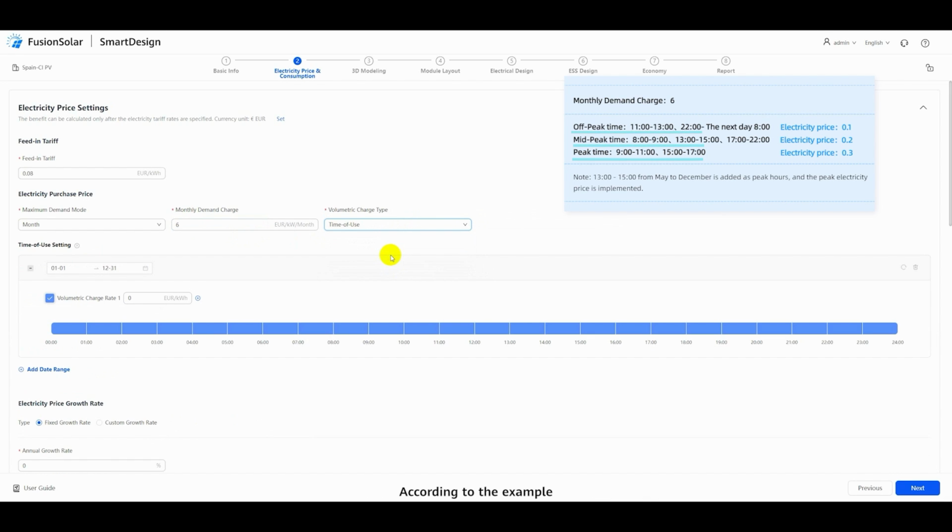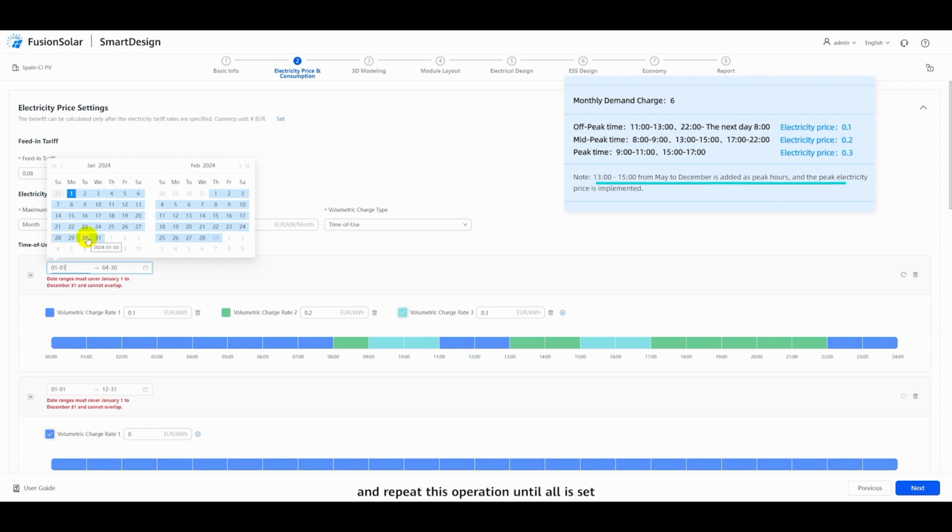According to the example, let's choose the time of use mode, and then click the plus sign to add three segments, and enter the electricity price of each segment. Select a color block, use the brush to color the time bar according to the upper right information, and repeat this operation until all is set.